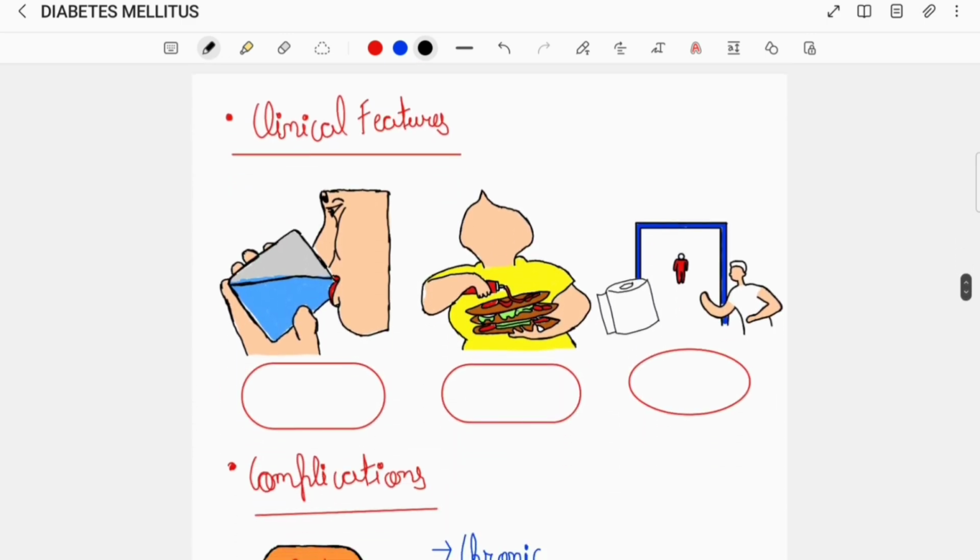A patient of diabetes mellitus can complain of the following symptoms. Either there can be complaint of excessive thirst known as polydipsia, or there can be complaint of excessive hunger known as polyphagia, or there can be complaint of excessive urination known as polyuria.